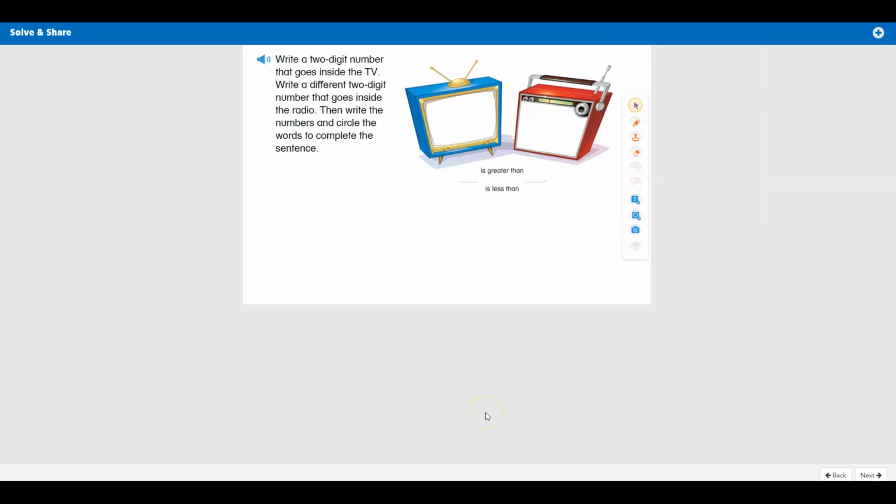Our Solve and Share begins on page 377 in our enVision Volume 2 workbook. Our Solve and Share says, write a two-digit number inside the TV. Write a different two-digit number that goes inside the radio. Then write the numbers and circle the words to complete the sentence. For our Solve and Share, we can both do the same numbers, or if you would like to choose your own numbers, you can also do that.